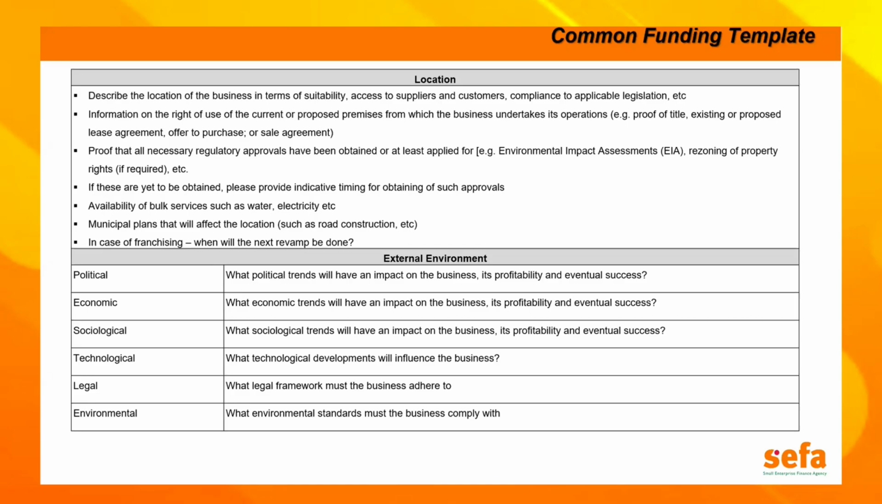So here we check the description of the location, and also check issues around the lease agreement, if you have to have that kind of lease agreement. We also check that it must have availability of bulk services like water, electricity, roads, infrastructure, and so on. And also it's important to check the municipal plans that will affect the location of the business.